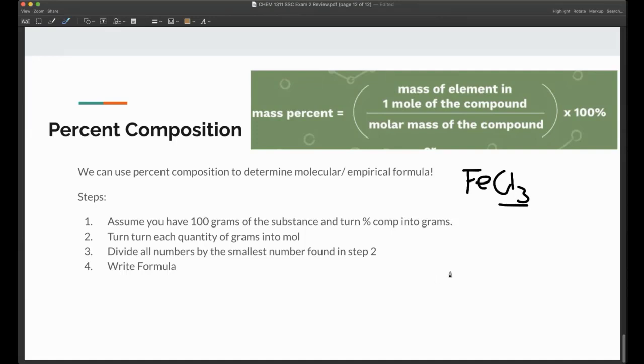So what this means is that in this compound, going back to this example, if it's said in the problem I have 40% Fe, you can say that's 40 grams. And this is not actually the percent composition of Fe in FeCl3, I'm just making these numbers up. Similarly, if I have 60% Cl, you can just say I have 60 grams of Cl.